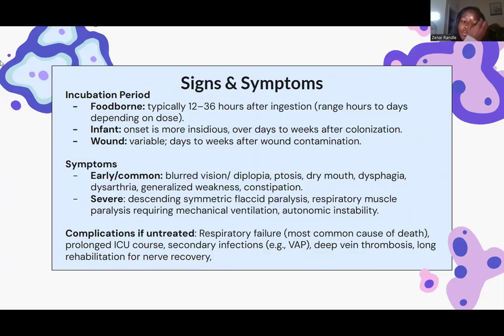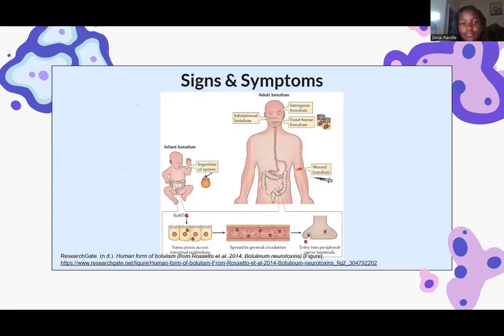For signs and symptoms, the incubation period for foodborne is 12 to 36 hours. Infants can take days to weeks, and wounds are variable but days to weeks. Early symptoms: blurred vision, dry mouth, generalized weakness, constipation. Some severe ones are paralysis, respiratory muscle issues, and autonomic instability. If untreated, we have respiratory failure, which is the most common cause of death for this disease, prolonged hospital stays, and secondary infections. This diagram represents all the individual places where humans are affected or where botulism can show up, and then this at the bottom shows what's happening inside the cell.